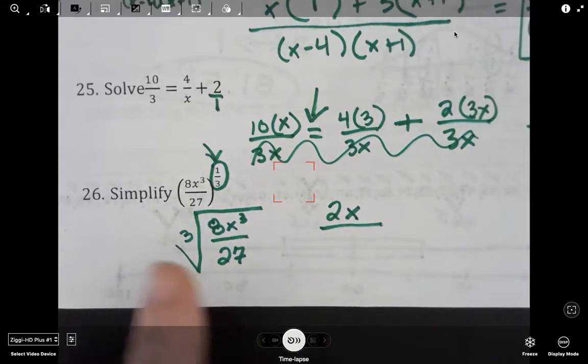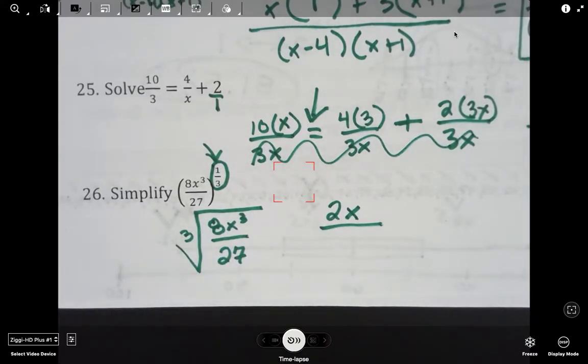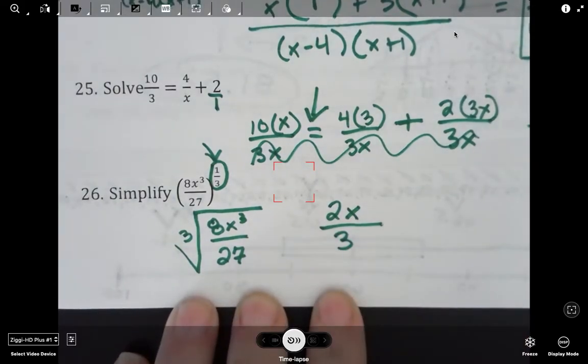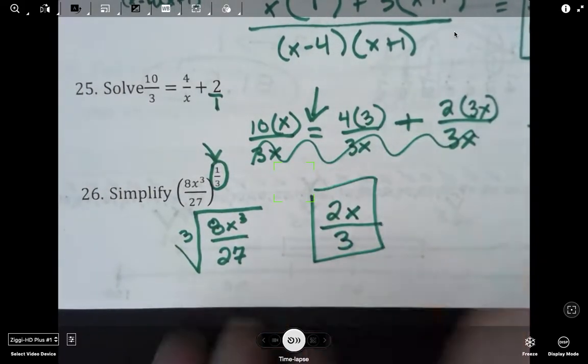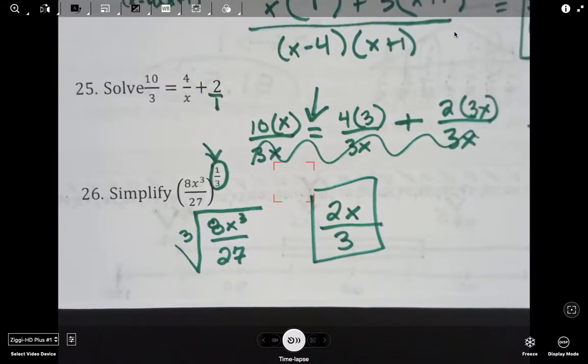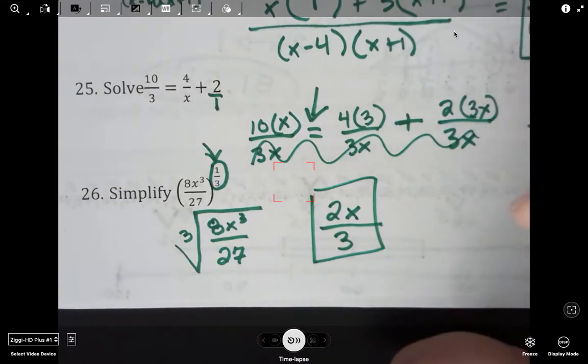The cubic root of 27 means what can you take times itself 3 times to get 27? 3. So, 2x over 3. That is all. Boom. We win. Okay, good? Keep rolling.